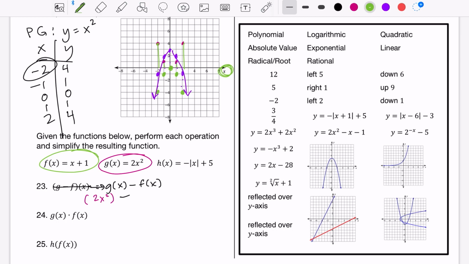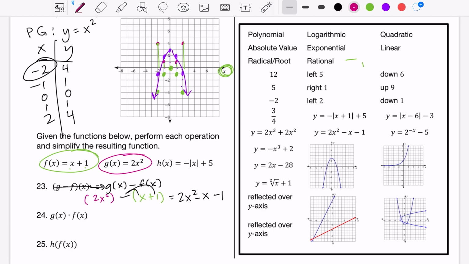And because f of x has 2 terms, you need to put that in parentheses, otherwise you're going to get it wrong. And then from there, what we're going to do is distribute that, so we end up with 2x squared minus x minus 1. Okay, so that's that problem right there.